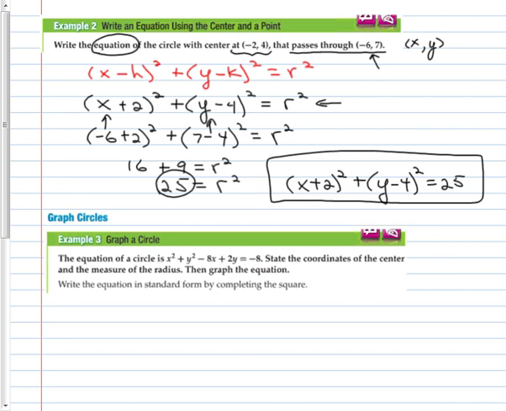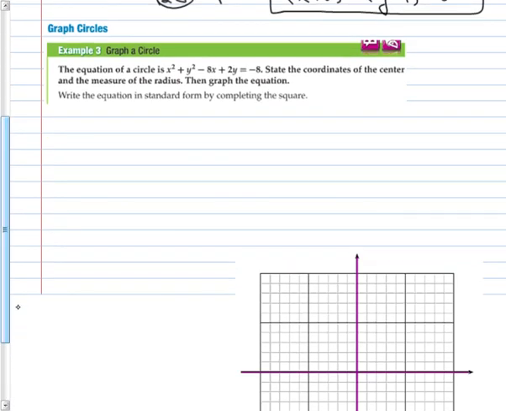So we start the same with that basic circle formula. We fill in the center. We don't know the radius, so we just fill in the x and y, and we figure out what the radius is. And then we can write the equation. The equation of a circle is this.